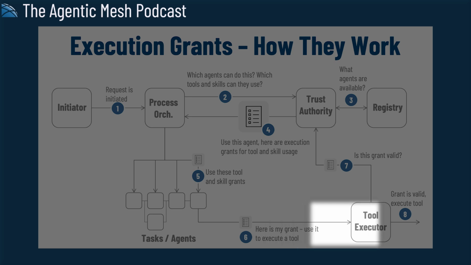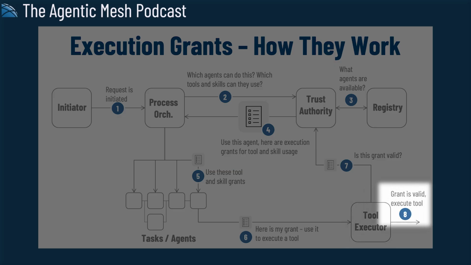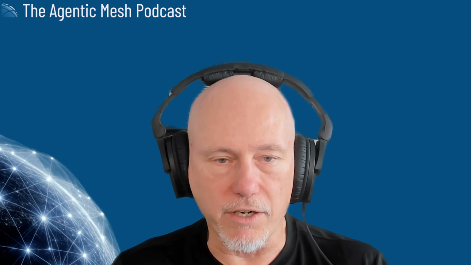It's going to go to a tool executor or a skill service with that grant, and that grant is going to be validated at runtime. If the grant is valid and it hasn't expired, or it's a one-time and that one-time execution has not yet occurred, it will execute the tool. Now, that's the process that we believe are table stakes in today's secure environment that's required for agent execution.